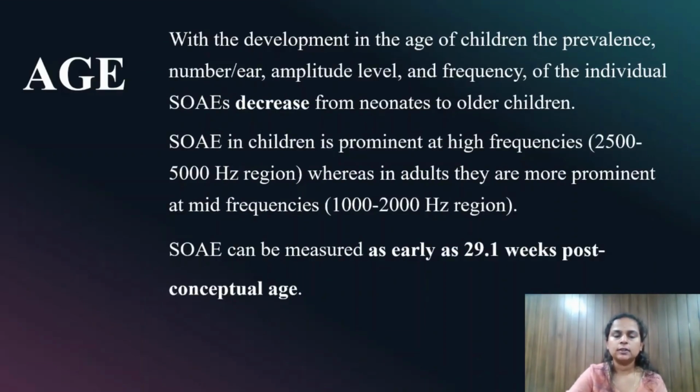With the development of age in children, the prevalence, number, amplitude level and frequency of the individual SOEs decrease from neonates to older children. SOE in children is more prominent at high frequencies, and in adults more prominent at mid frequencies. SOE can be measured as early as 29.1 weeks post conceptual age, and the prevalence of SOE in healthy term and preterm newborns is higher than in adults. Beyond 60 years the prevalence decreases, even when hearing sensitivity is within normal limits.